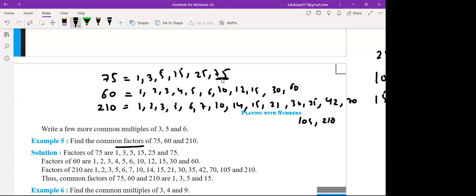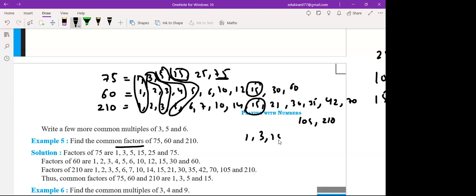See, 75, 60 and 210: 1 is common. And the next one is 3. And the next one is 5. And apart from all this, there is nothing same. And 15 also: 15 is here, 15 is here, and 15 is here. Apart from this, there is nothing common. So these are 1, 3, 5, and 15. These are the common factors. Clear? This is how you find the common factors. Okay? Got it?